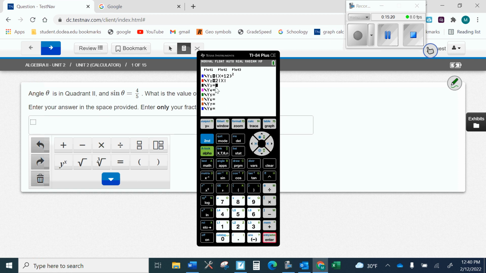Hit enter and move down. Remember, see again, these two equal signs are darkened. That means it's going to graph both of them on the same axis. So hit graph, and we can see the 2 points of intersection.